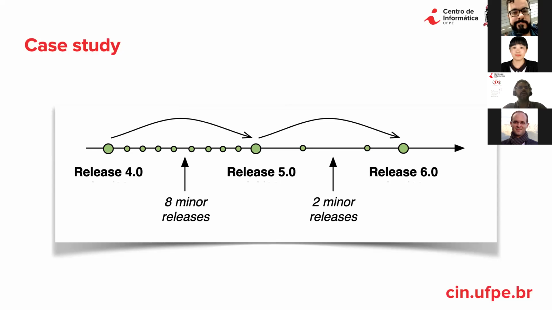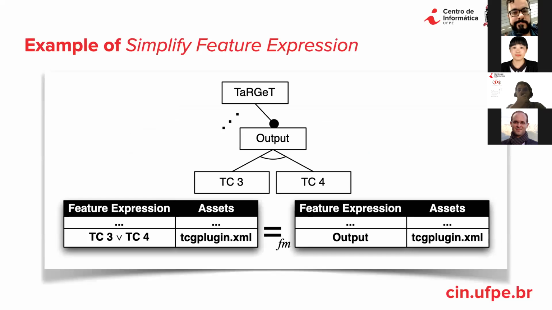A particular difference here is that these were mostly coarse-grained commits. So it's different from what we are used to now with Git and the practice of always committing. But even given this situation, we also found instances and examples of applying the laws. For instance, we have a particular commit, and I'm abstracting away the entire feature model, for simplicity and also for non-disclosure agreement reasons. Here we have the situation where a feature expression was replaced by the parent. This is an example of the simplified feature expression.